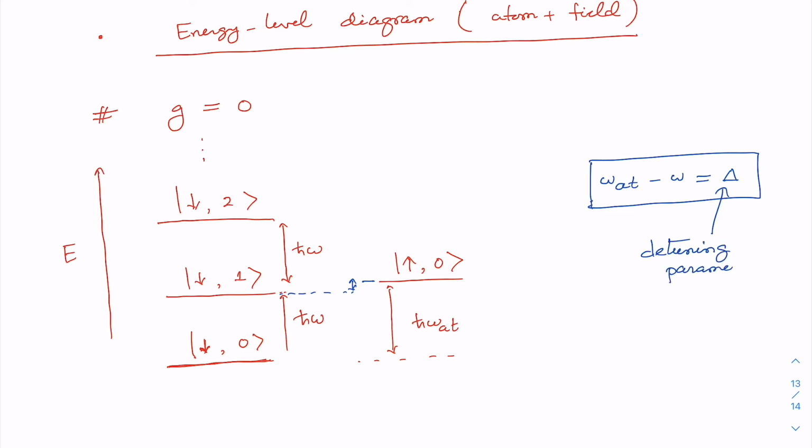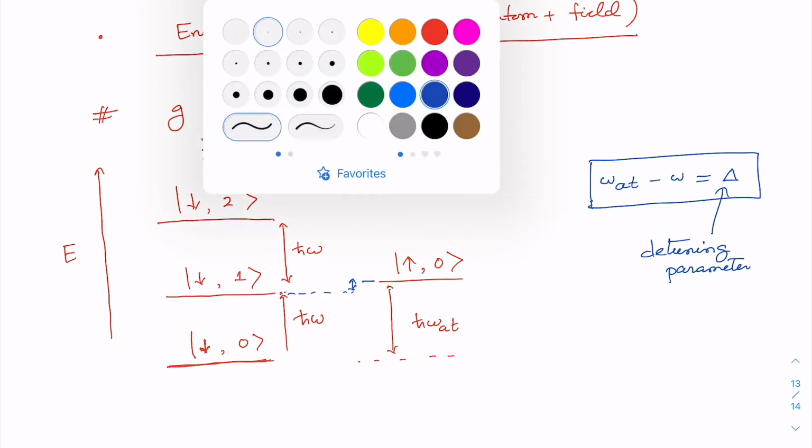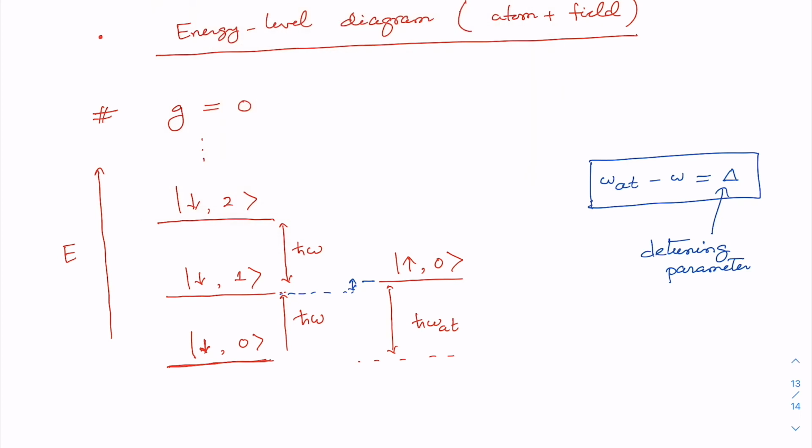And when the system is in resonance, in that case omega atom is equal to omega. Now if we put a photon in the field mode, then the combined system would have this energy. Because we have put a photon in the field mode, it would be h cross omega, and this way you can go on to draw the other energy levels.